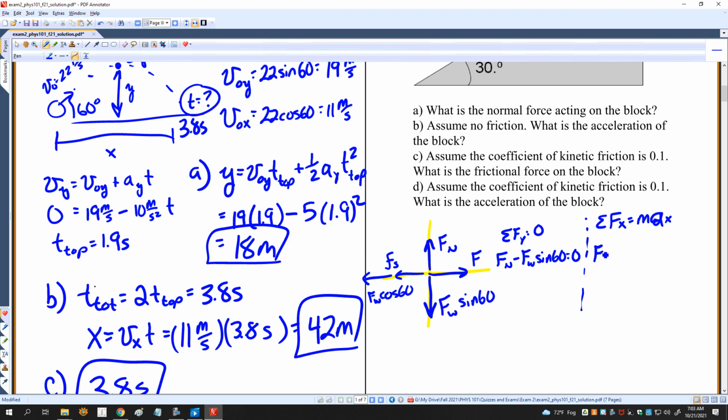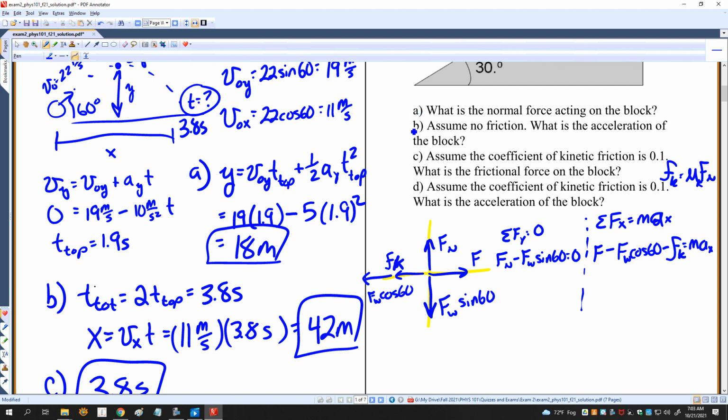So this is going to be F minus Fw cosine 60 minus f. Looks like I made a mistake here because this is a kinetic situation, so this will be Fk equals max. So those are my two equations from Newton's second law. Of course, also recognize that Fk is equal to mu k times the normal force.